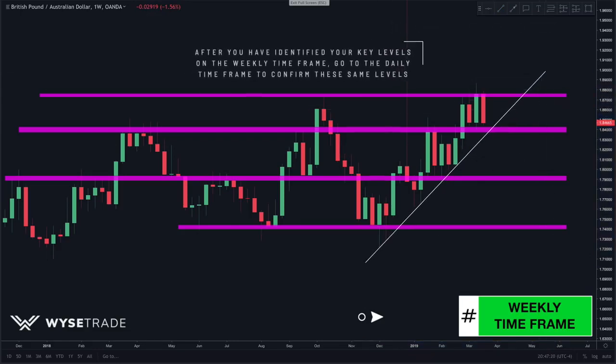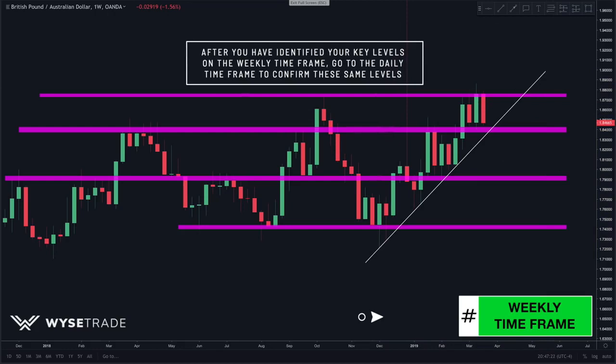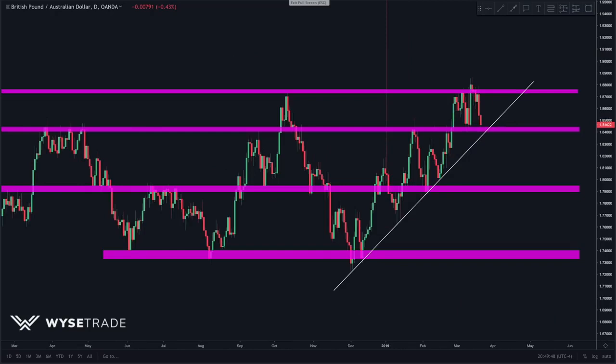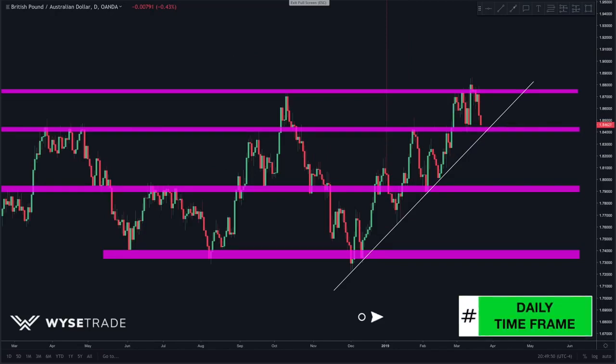Now that we have all our key levels identified on the weekly, let's jump to the daily time frame to confirm these levels. So here in the daily, you can again see how the key levels you drew in on the weekly fall into place on the daily, leaving out all the minor levels so that you don't confuse yourself.